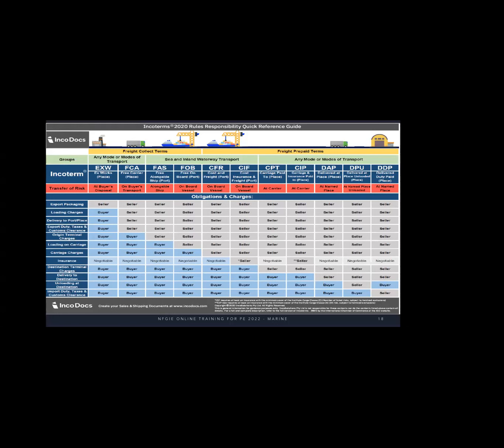As far as DAP is concerned, the insurable interest changes at the final destination, at the named place. So DAP is delivery at place, DPU is delivery at place unloaded, and DDP is delivery duty paid. The difference between DAP, DPU, and DDP is that in DAP, only the delivery at place will take place. In DPU, they will do the unloading also. It is the seller's responsibility to unload also. In DDP, the seller will pay the customs duty also.